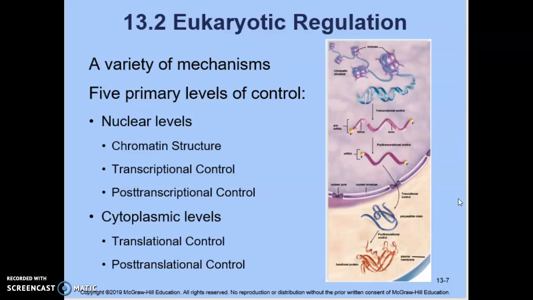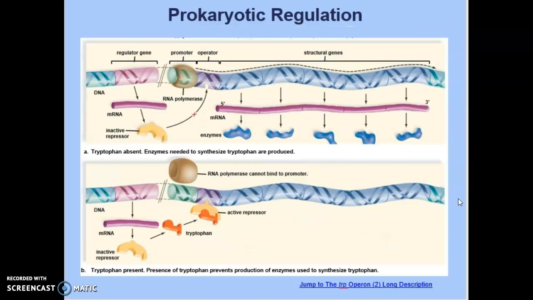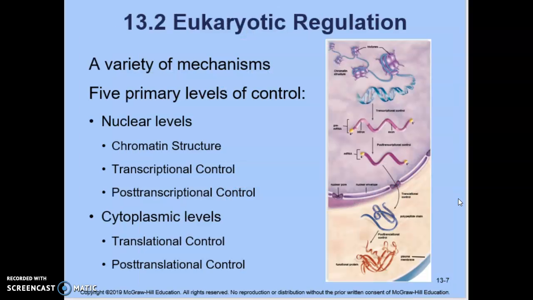Okay, so what we were talking about was prokaryotic regulation. Let's look now at eukaryotic regulation. Now, eukaryotes are more complicated. There's a nucleus involved, and we go through transcription and translation, as we have been talking about in previous chapters. So there's a variety of different mechanisms that can regulate genes within eukaryotes.